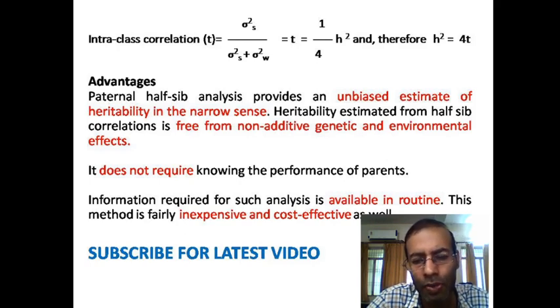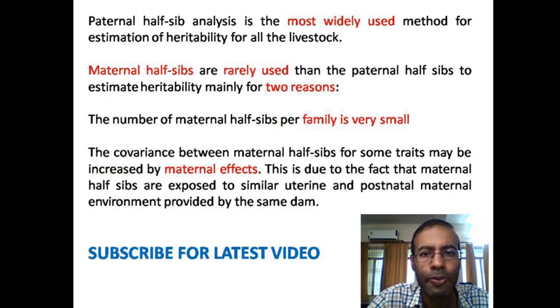When we require too much recording, that type of method generally gets costly. When less recording is required, the methods are generally inexpensive and cost effective. This paternal half-sib analysis method is widely used in livestock for the estimation of heritability.